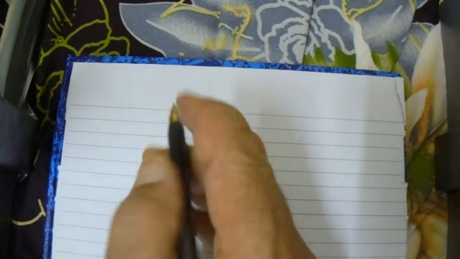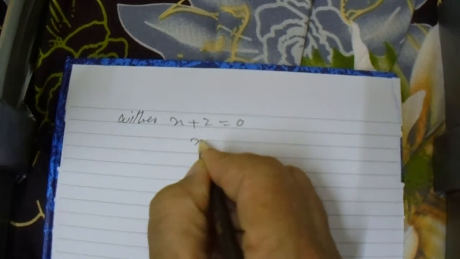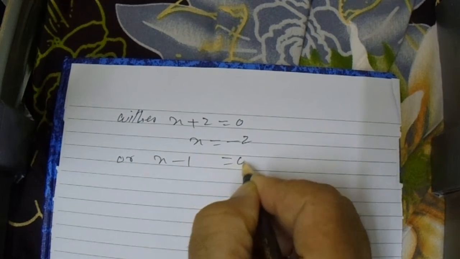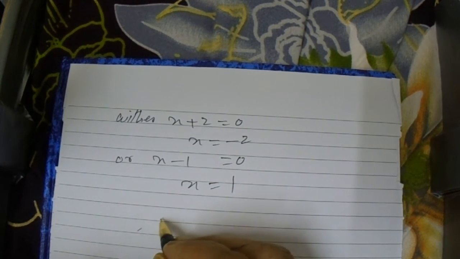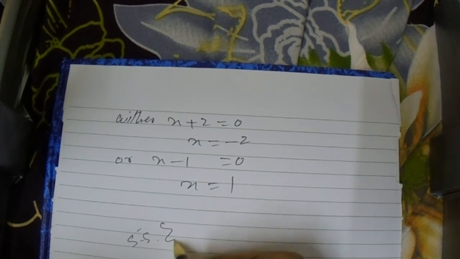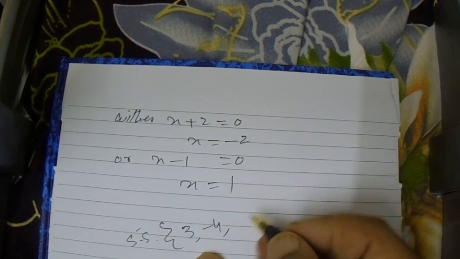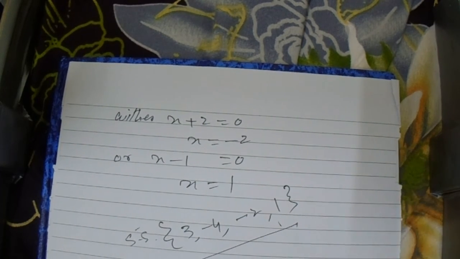Now we write on the next page to get the answer. Either x plus 2 is equal to 0, x is equal to -2, or x minus 1 is equal to 0 and x is equal to 1. Now write the solution set. Two roots are given here, 3 and -4, and next we write -2 and 1. This is the solution set of this exercise.